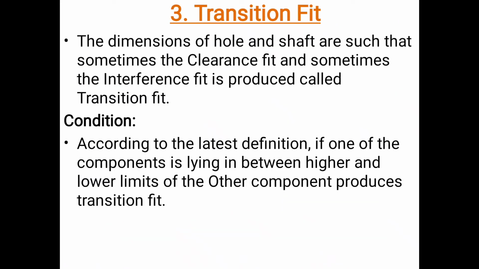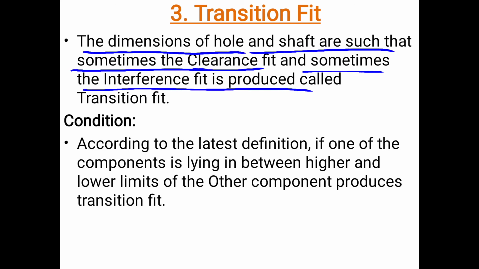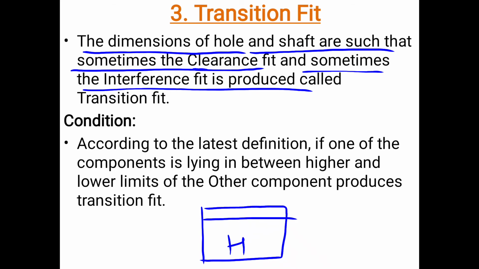Next, in the transition fit, dimensions of hole and shaft are such that sometimes clearance fit and sometimes interference fit is produced; this is called a transition fit. Okay, so I will draw here, see correctly. So this is the hole, having this lower limit and this upper limit, and this is the tolerance zone. And the shaft has a lower limit which is higher than the lower limit of the hole, and a higher limit which is higher than the higher limit of the hole. Okay, like this.